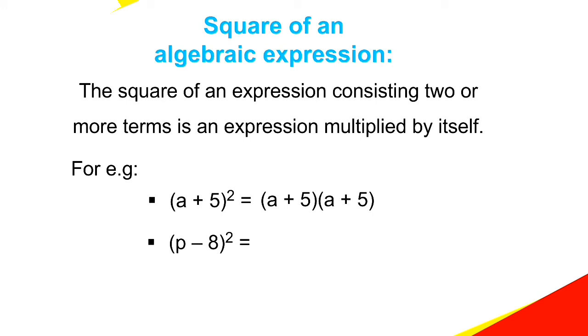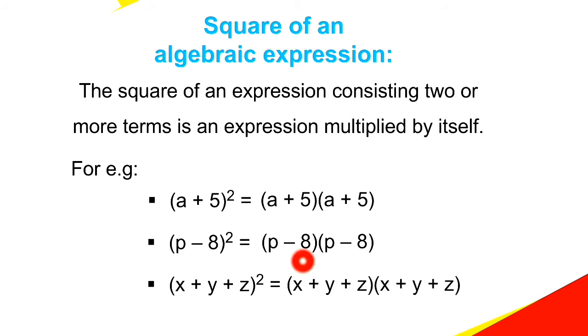Now we are going to do one more. P minus 8 whole square, means what we can get? P minus 8 into P minus 8. Now we are going to see one more. X plus Y plus Z whole square. Now this entire expression is repeating 2 times. So what we can write? X plus Y plus Z into X plus Y plus Z.